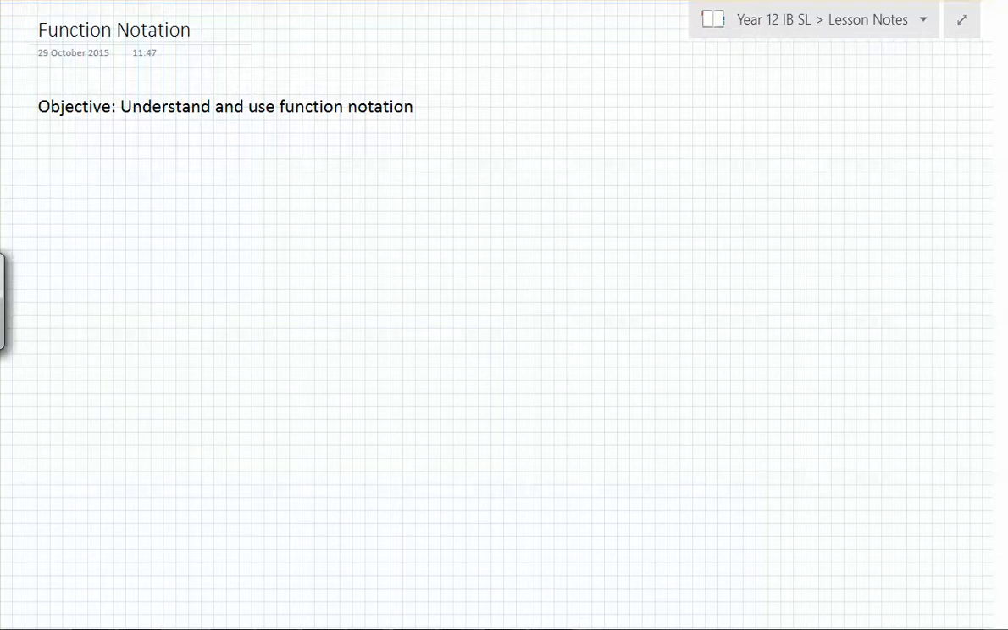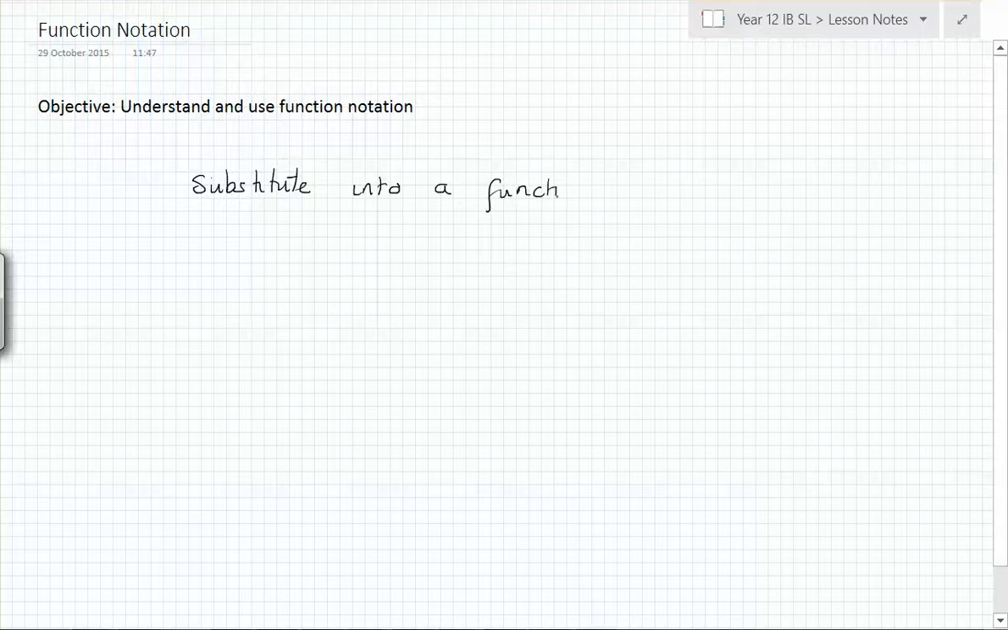Now, there are two things really that you have to do with functions. Okay, so you either substitute into a function, right, or you solve a function or an equation. Okay. Now, I'm going to ask you, do you know what it means to substitute into or to solve a function? Can you give me an example of a situation where you'd be substituting into a function and what you're doing?